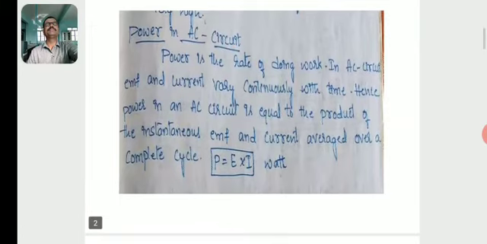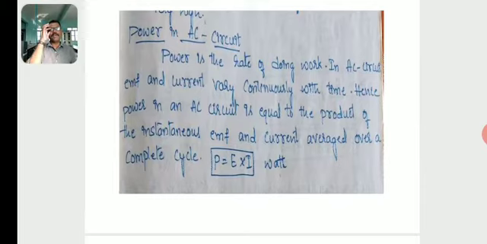Power is a rate of doing work. According to mechanics, the definition of power is the rate of doing work. In AC circuit, EMF and current vary continuously with time. Hence, power in an AC circuit is equal to the product of the instantaneous EMF and current averaged over a complete cycle.